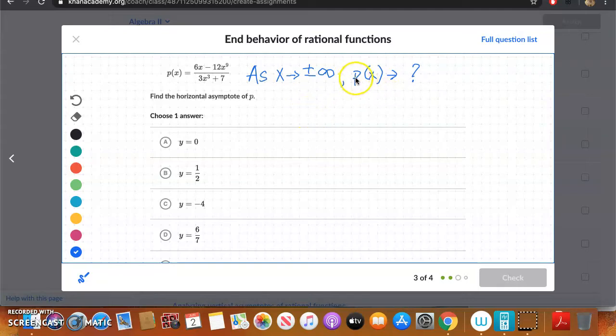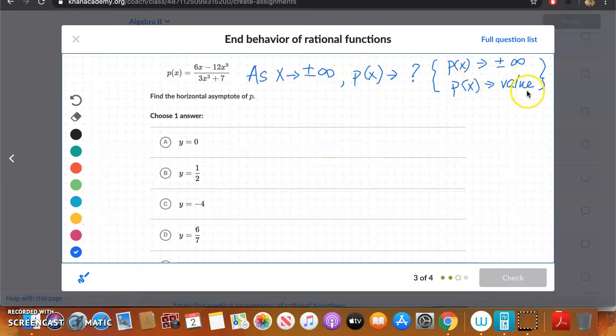Again, y is equal to f of x or p of x. So as x becomes very big or very small, are the y's also getting very big or very small? Or are the y values approaching a certain value? Here are your choices. Is p of x, the y values, also approaching positive or negative infinity? Or is p of x approaching a certain value, a certain number? So that's what we're trying to find out.